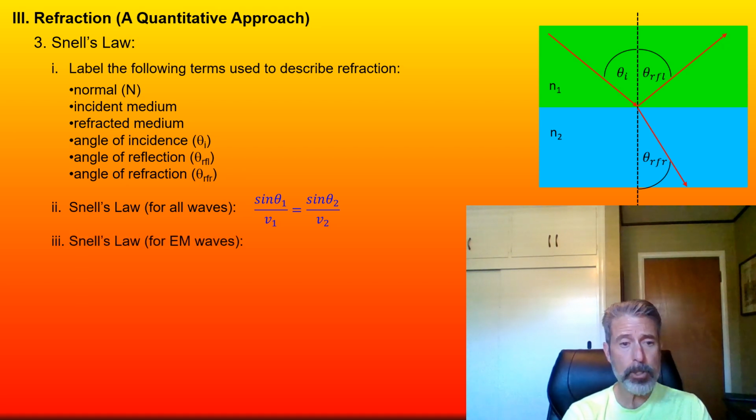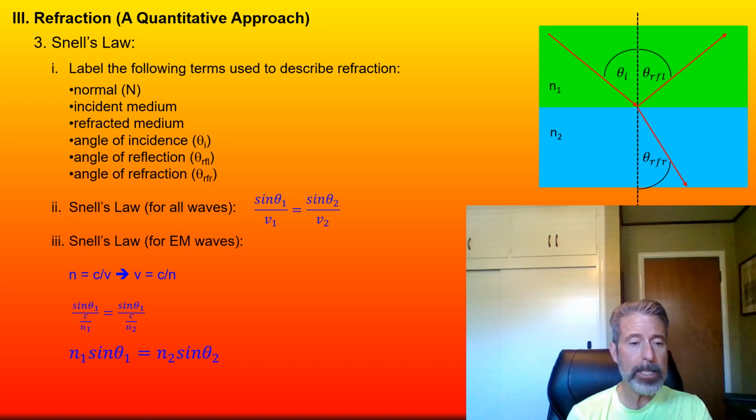So when we look specifically at electromagnetic waves, remember we said that rather than talking about wave speed, we like to use the index of refraction. So we can make that substitution for wave speed in Snell's law. And when we do that, we end up with this relationship here: n1 sine theta 1, so if we say that's the incident medium, the index of refraction of the incident medium times the sine of the angle of incidence, must be equal to n2, the index of refraction of the refracted or transmitted medium, times sine theta 2, that would be the angle of refraction.